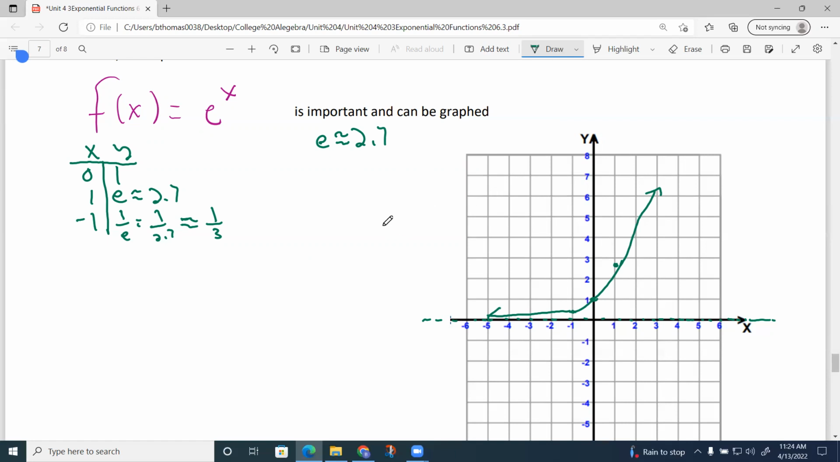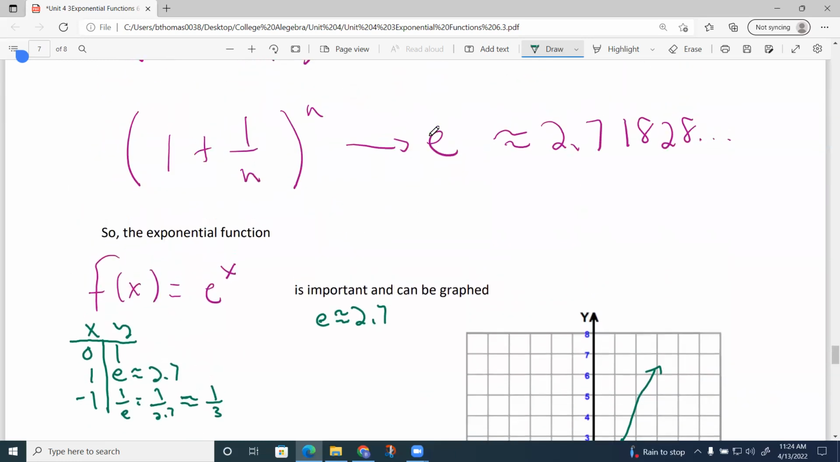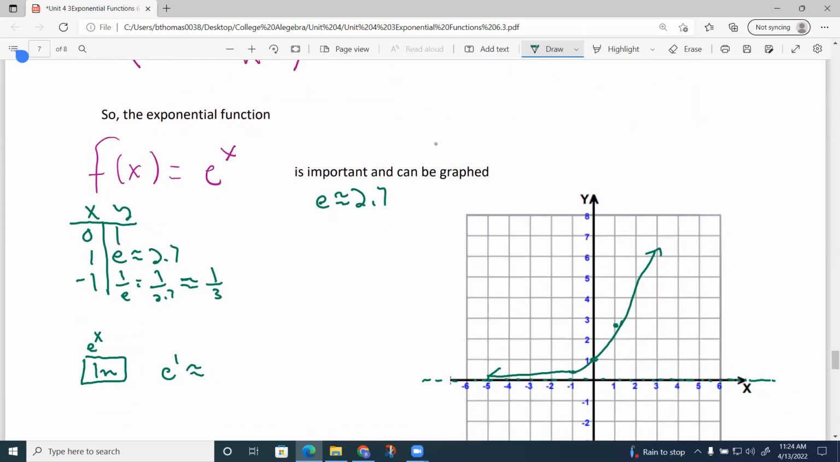On your graphing calculator, you should see the LN button. And right above it, you see this e to the x. So if you use e to the 1 on your graphing calculator, that'll give you approximately the value of e, 2.71828. It'll give you something like that, and it'll keep on going.